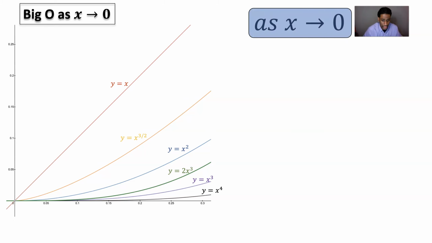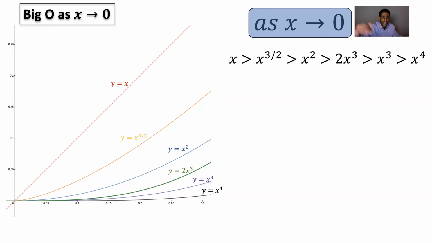We're looking at the growth rates of the functions. So as x goes to 0, we have the fact that yes, x is larger than x to the 3/2, which is larger than x squared, and so on. True. But what's going on with the functions in the manner in which they approach 0? That's what we want to study.